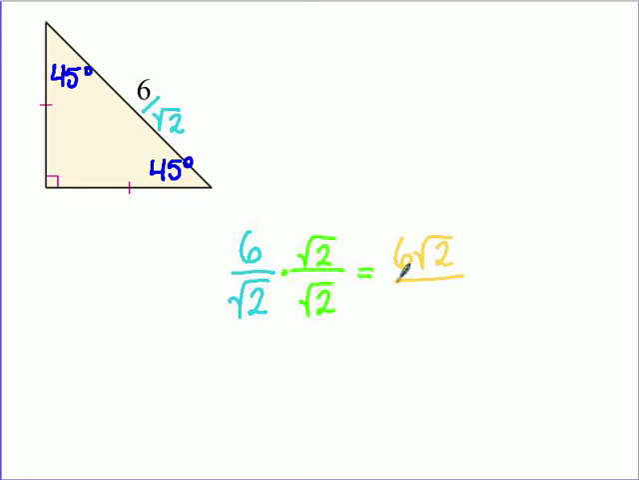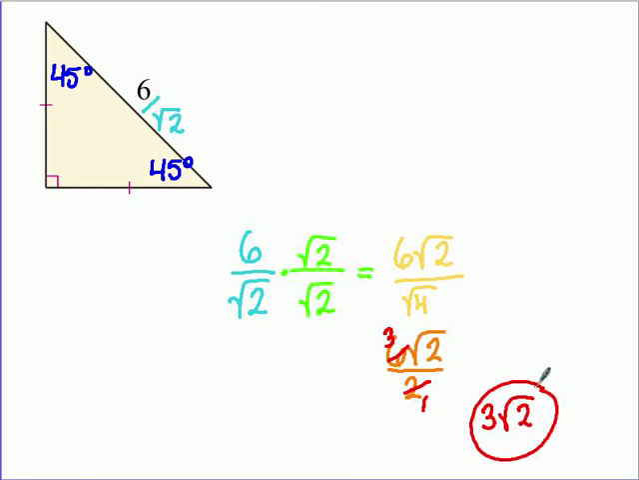On the bottom, root 2 times root 2 is what? Root 4, because you multiply the 2 and the 2. What do you know the square root of 4 is? 2. Okay, we're about done. What can we do first before we get our answer? 2 goes into 6 how many times? 3. So your answer is 3 root 2. So to undo that square root, you've got to divide.